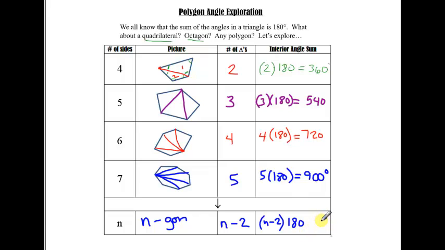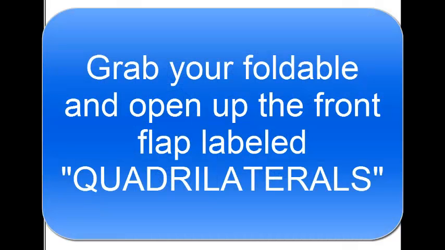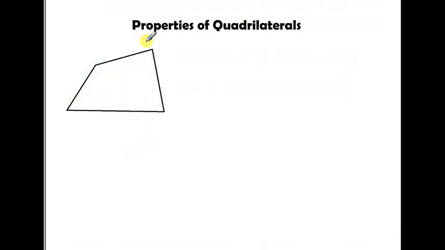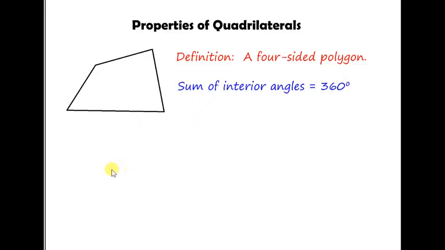All right, now's the time to get your foldable. I want you to pull out your foldable. You have a cover that says quadrilaterals. Flip it open, and on the back of that cover you should have a spot that gives properties of quadrilaterals. So what are the properties of quadrilaterals? You want to write these down. First of all, the definition of a quadrilateral is a 4-sided polygon. You should know that one. And what we just discovered: in any quadrilateral, the sum of the interior angles is 360 degrees. The sum of the total, all 4 angles together, 360 degrees. You want to write that down too.